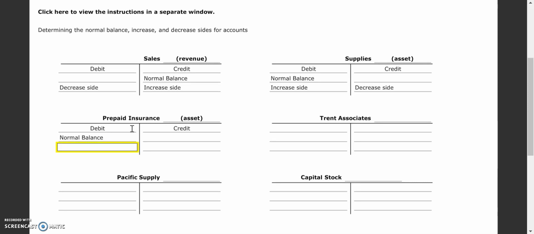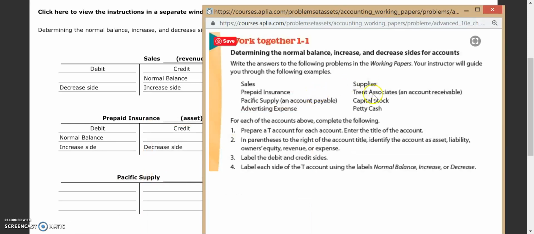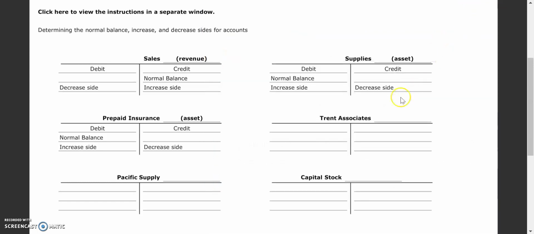Debit will be the normal balance, and it will increase on the debit side and decrease on the credit side. Now, in case you forgot what Trent Associates was, you might have to go back and look at the instructions here. So Trent Associates was an accounts receivable. An accounts receivable, remember, is an asset. So we'll plug in asset here, and it'll look the same. Debit, credit, normal balance on the debit side, increase on the debit side, and decrease on the credit side.